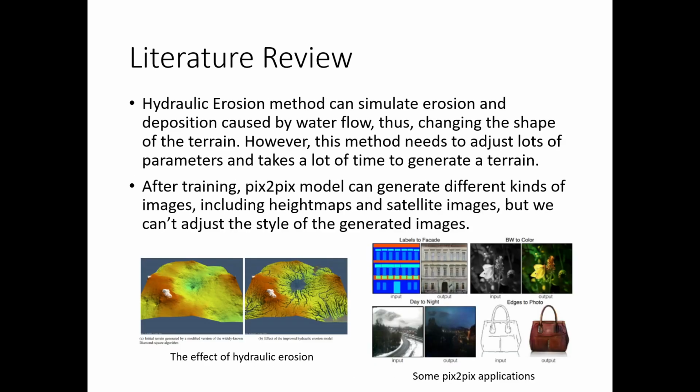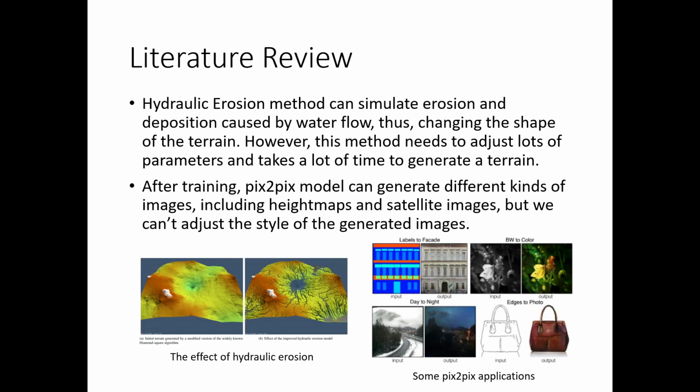So let's talk about the literature review. For generating terrain, there are mainly two methods. The first one is hydraulic erosion. The hydraulic erosion method can simulate erosion and the deposition caused by water flow, thus changing the shape of the terrain. However, these methods need to adjust lots of parameters and take a lot of time to generate terrain.